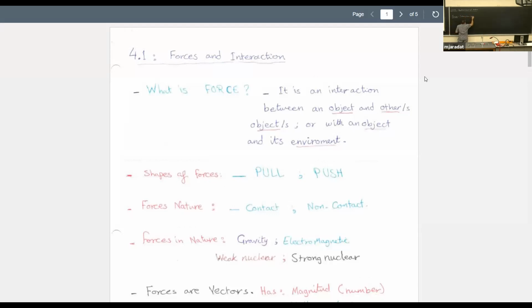between the objects, or between the objects and bodies and the environment. For example, the interaction between the chalk and the board will give us the line because we have a friction force between the chalk and the board.